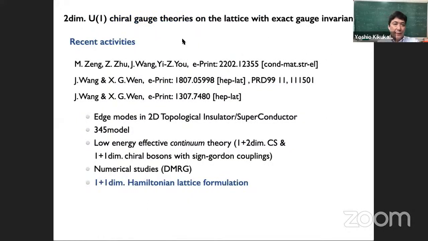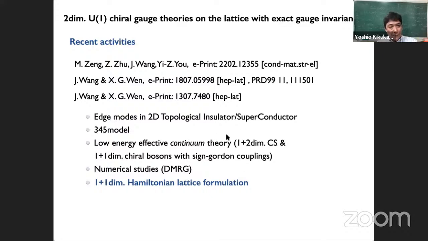And recent activities about a two-dimensional U(1) chiral gauge theory on the lattice with exact gauge invariance involve these works by Jubin and his collaborators. They are considering the edge mode in a topological insulator or superconductor, and they consider the 3-4-5-0 model. To examine what kind of interaction should gap the mirror fermion mode, they consider the low energy effective continuous theory, three-dimensional Chern-Simons theory and a two-dimensional chiral boson with sine-Gordon coupling.